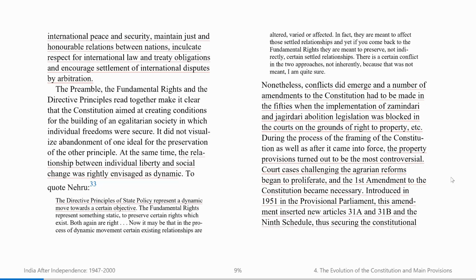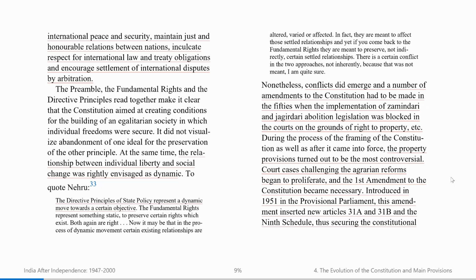So obviously there has to be some kind of a fight between them. That was the idea. And obviously there were conflicts, the basic conflicts in the 1950s itself. We have the zamindari and jagirdari people. They basically blocked legislation on the abolition of the landlord zamindari system on the basis of the right to property. And the property provisions obviously turned out to be the most controversial.